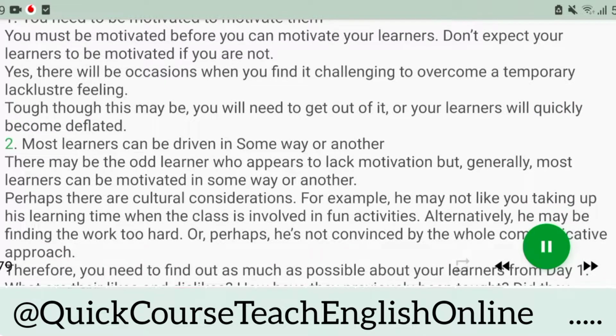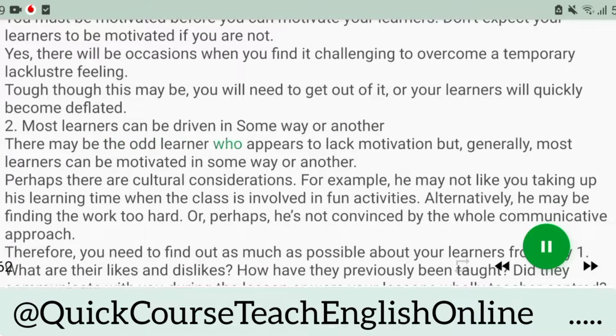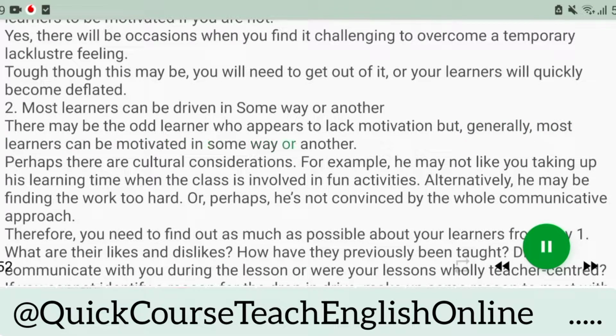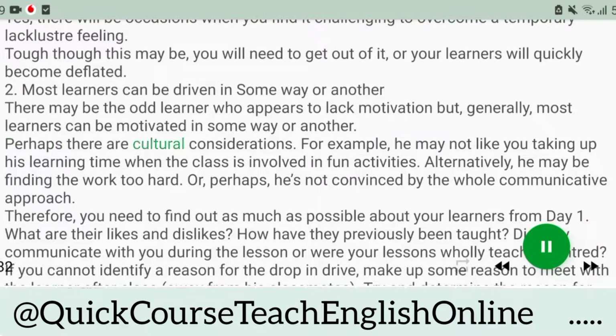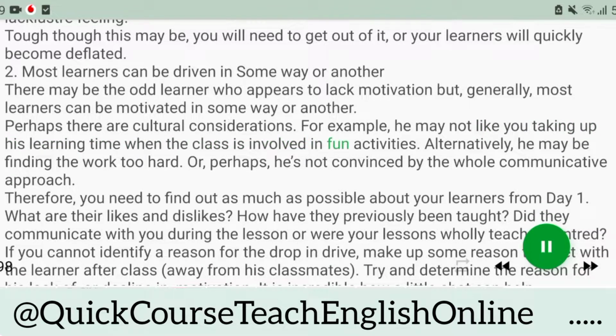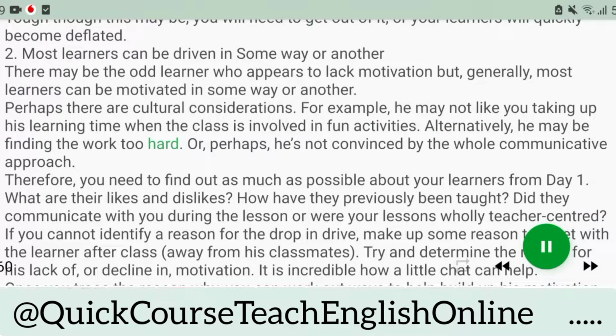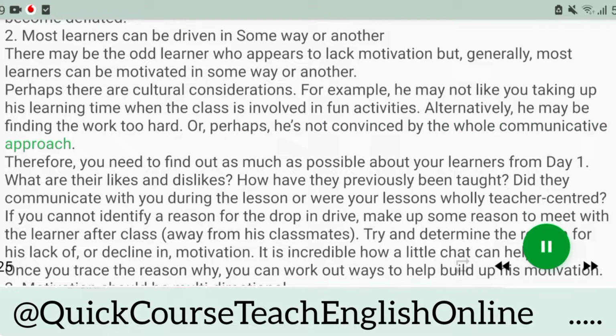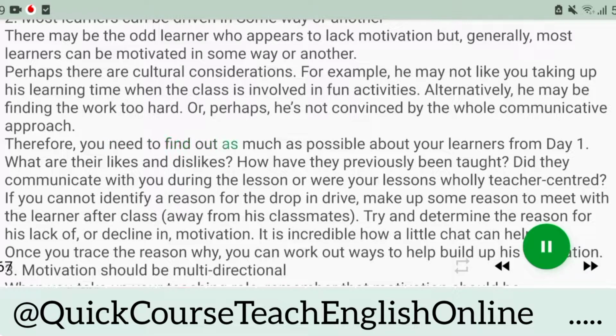2. Most learners can be driven in some way or another. There may be the odd learner who appears to lack motivation, but, generally, most learners can be motivated in some way or another. Perhaps there are cultural considerations. For example, he may not like you taking up his learning time when the class is involved in fun activities. Alternatively, he may be finding the work too hard. Or, perhaps, he's not convinced by the whole communicative approach. Therefore, you need to find out as much as possible about your learners from day one.